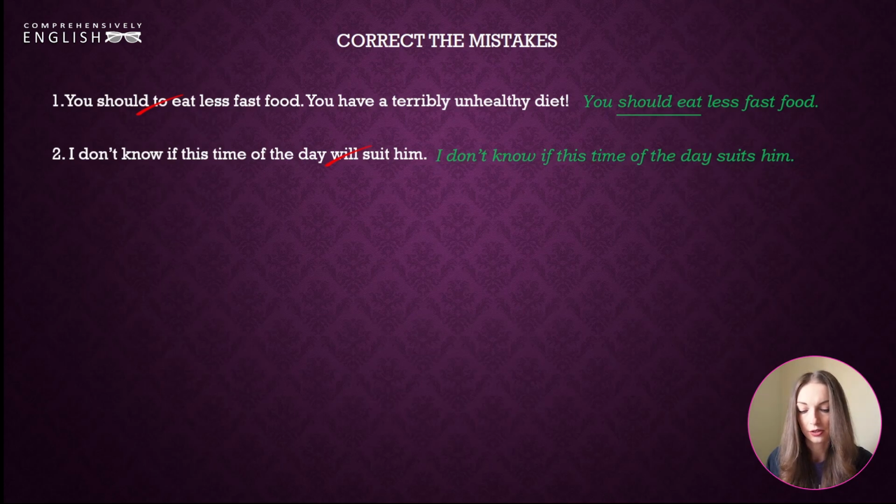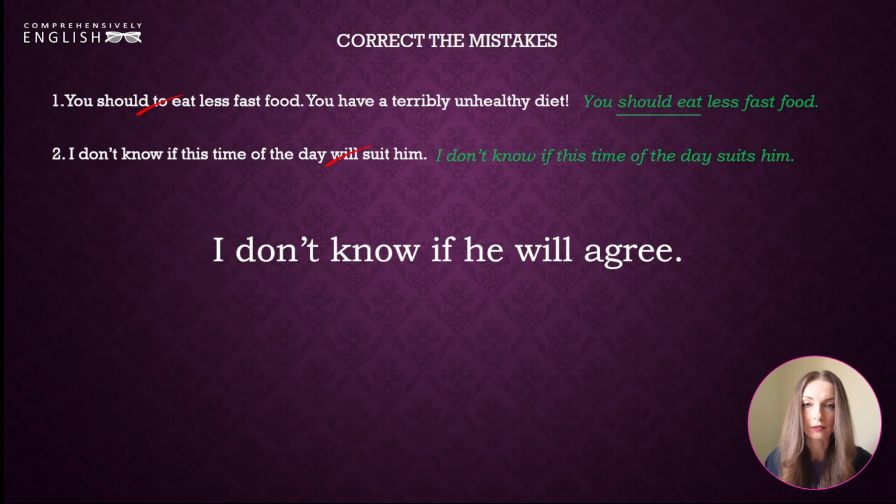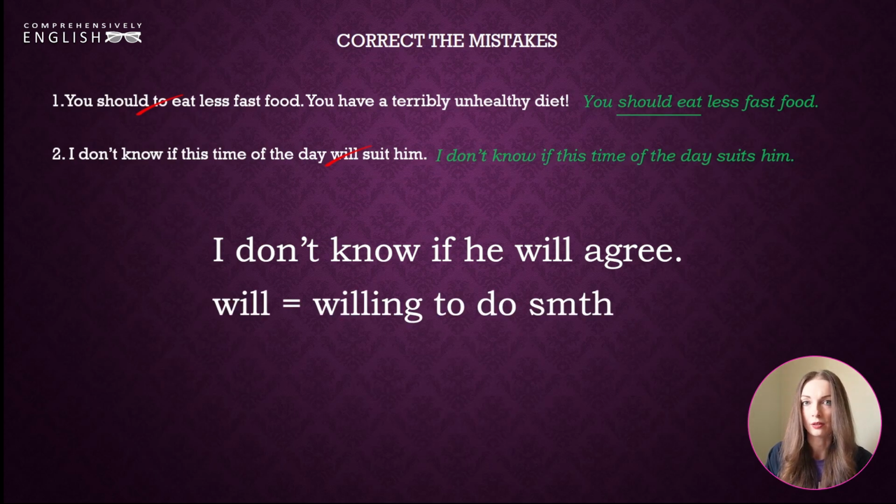Compare the sentence to this. I don't know if he will agree. I don't know if he is willing to agree. I don't know if he has a desire to agree, right? That's an absolutely different situation. In our example number 2, will doesn't express any modality.